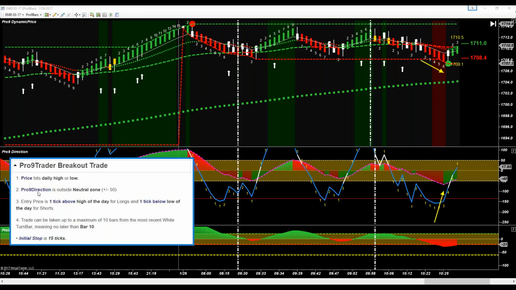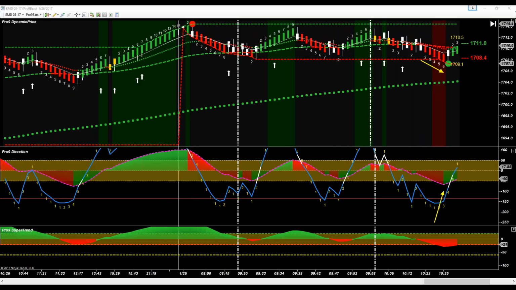So this should say Pro9 direction histogram is outside of the neutral zone. Typically, if you see anywhere where it's just the direction referenced, it's referring to the histogram, and the blue line is usually referred to as the Pro9 line or the blue line.